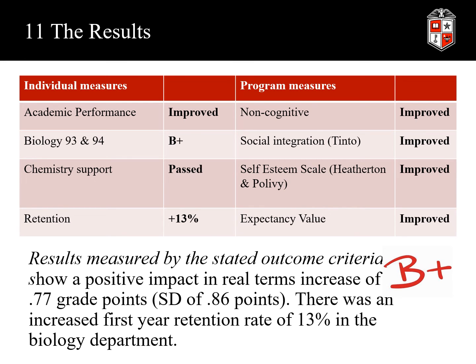It was expected that the cohort would have a B-. Overall, their average was a B+ by the end of the course with the treatment group and program participants. The chemistry support class was passed overall. The self-reported social programs and social skills were improved across the board, and those students who completed the first year had an expectancy to stay in the biology department to graduate.